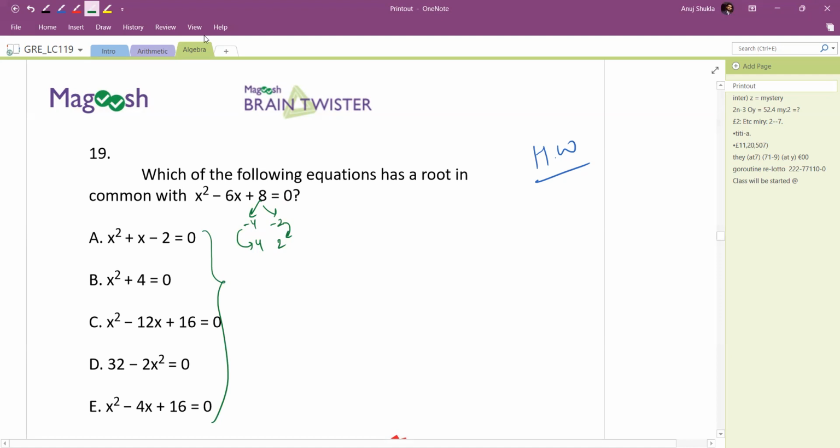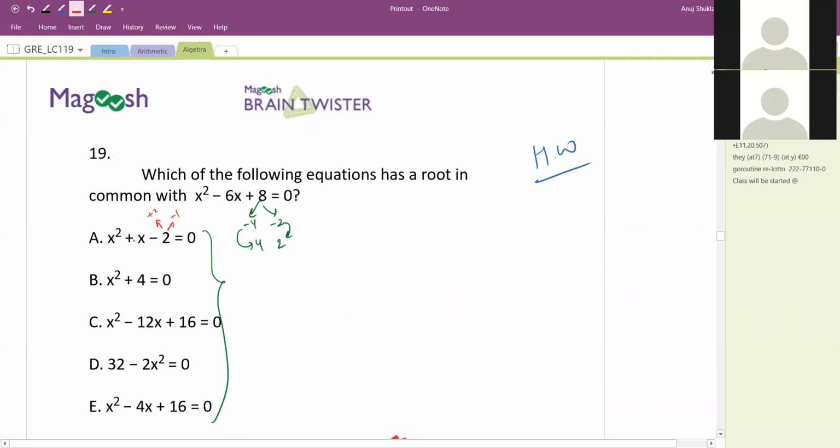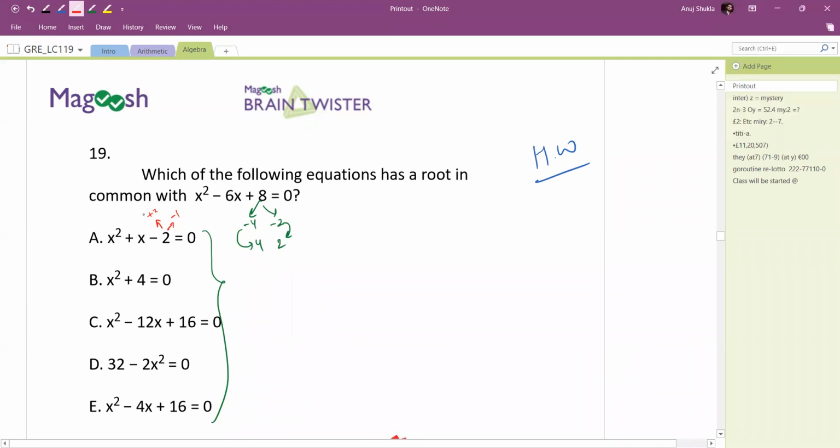Okay. So how can you find it? Let's check the first example. First example is minus 2, right? So you can say it is plus 2 and minus 1. Plus 2 minus 1, the multiplication is minus 2 and the addition is plus 1. This means this root will give you minus 2 and this one will give you plus 1. Minus 2 and plus 1, and what we need is 4 or 2. So this is not the answer.